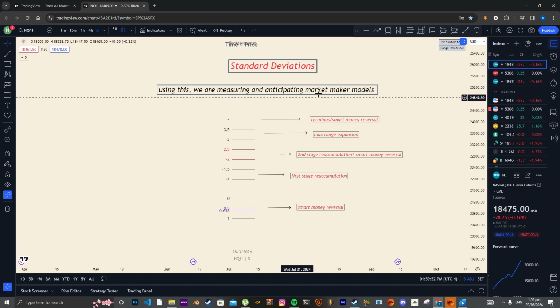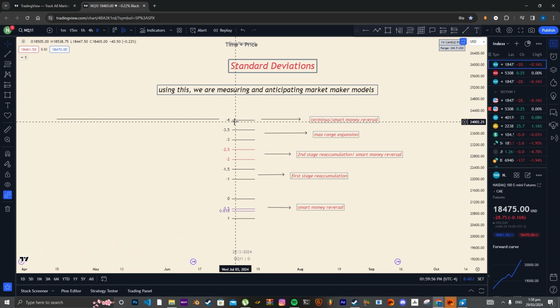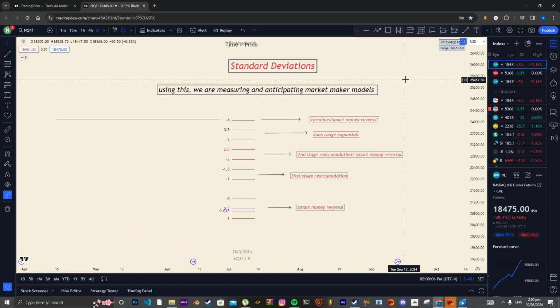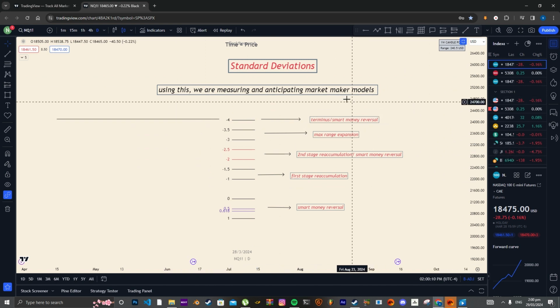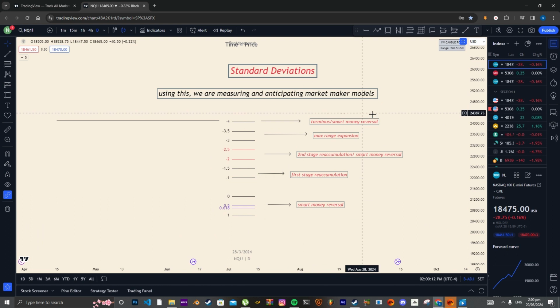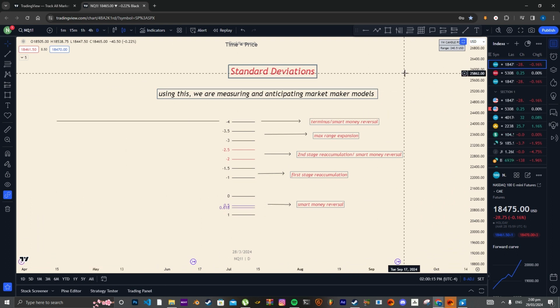Or like I said, if we're really trending on a higher time frame and we've already hit the -4, but we're just reaccumulating inside of it, like I'll show you guys examples later, you can also use this to frame entries. But usually if we hit the -4, I don't like to look to long any further or short any further, because I'm going to expect some type of reversal that is going to happen to create another market maker model.